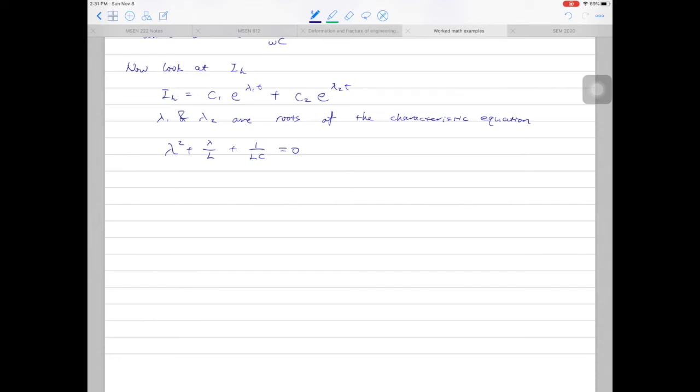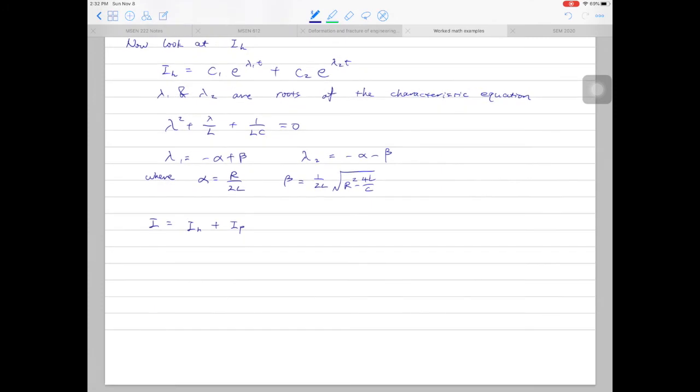Lambda 1 can be expressed as minus alpha plus beta, while lambda 2 can be written down as minus alpha minus beta, where alpha is equal to R over 2L and beta is equal to 1 over 2L square root of R squared minus 4L over C. After that, the solution is simply IH plus IP. I will not expand these solutions here.